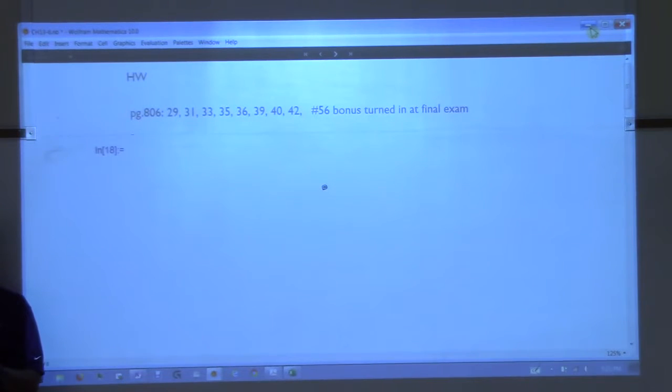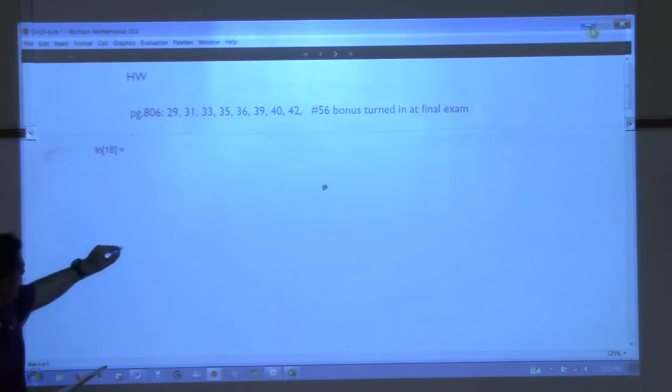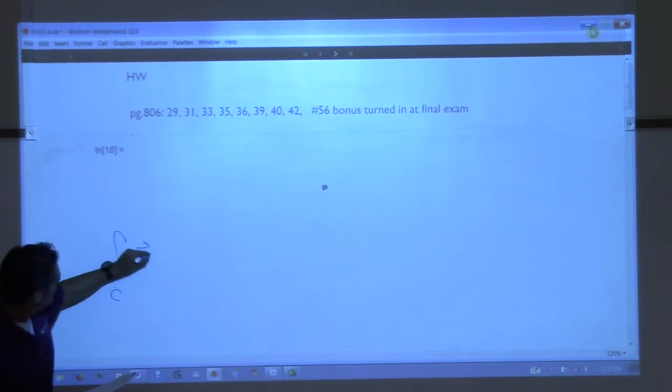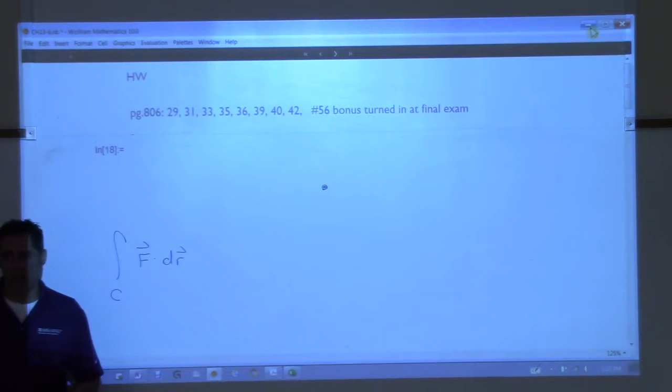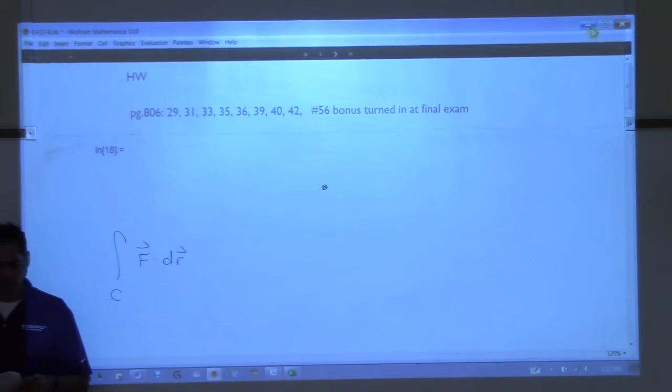The next problem was to evaluate a line integral, like this. Which integral is that? You should recognize that. That's your work integral, right? Where C is some curve, and I actually gave them the vector function of the curve, the r of t, and I gave them the vector field. So this is just to use the formula and compute. Took me 3 minutes.